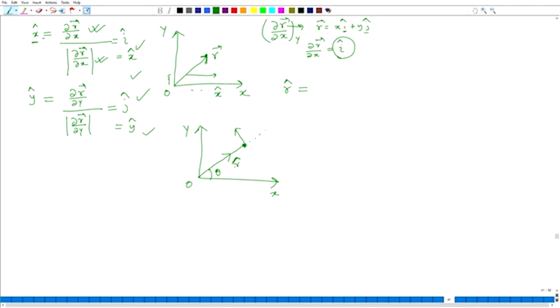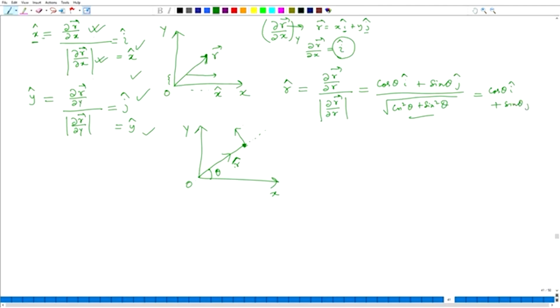So we can simply write r cap as del r vector del r divided by the modulus of del r vector del r. This is cos theta i cap plus sin theta j cap, and the modulus of this is the root of cos square theta plus sin square theta, which is 1. That is why again you simply have cos theta i cap plus sin theta j cap.